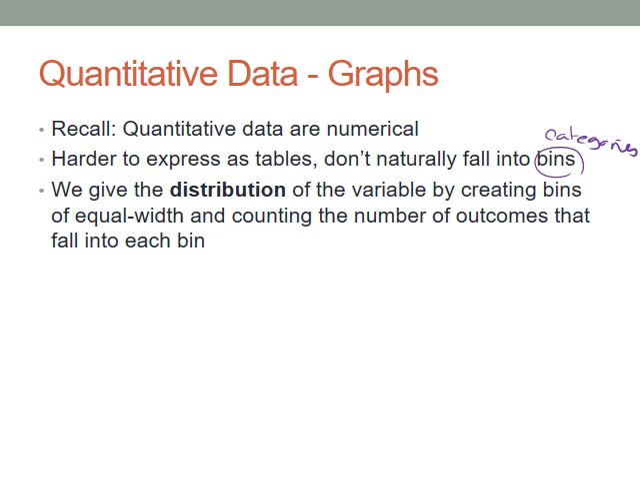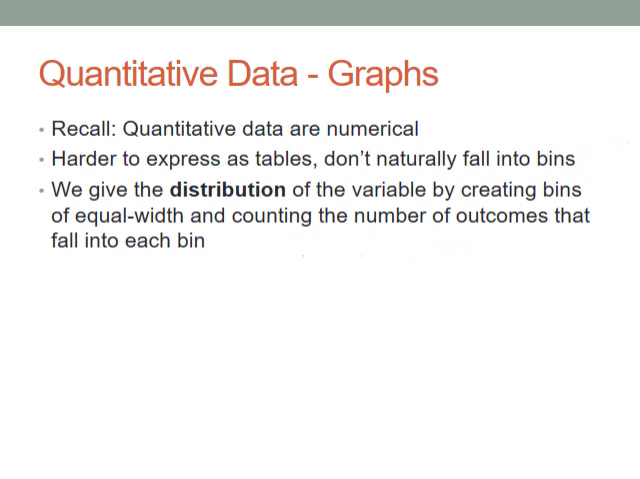Okay, so if we want to give the distribution of the variable, we have to create our own categories. And if we have numerical data, our categories are created by simply creating equal width bins. So we might say every outcome that fell between 0 and 9 could be a bin, and then 10 to 19, and then 20 to 29. It just depends on our data, but each of these would be a bin, and we would count how many outcomes fell within each of those categories. So we're creating our own.